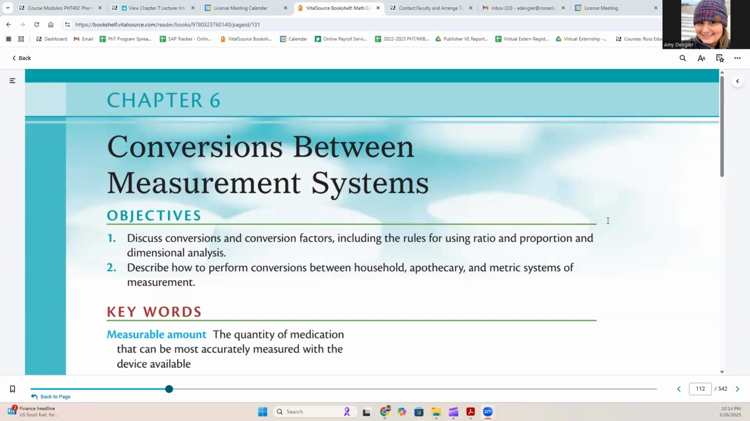Chapter 6, Conversions between Measurement Systems. At the end of this chapter, we should be able to discuss conversions and conversion factors, including the rules for using ratio and proportion in dimensional analysis, and describe how to perform conversions between household, apothecary, and metric systems of measurement.